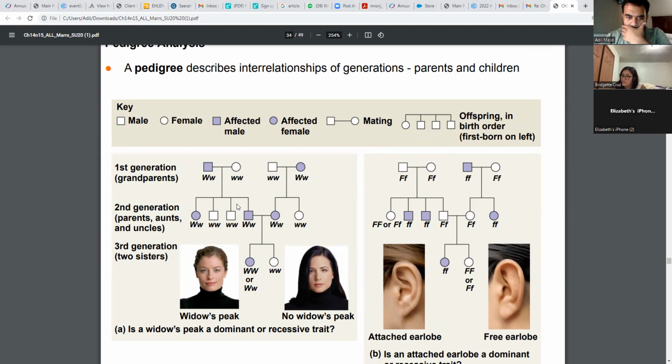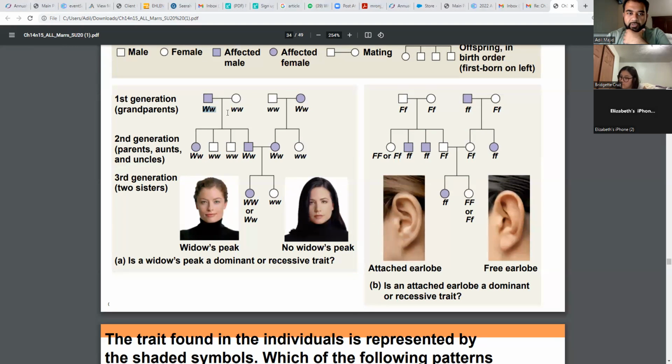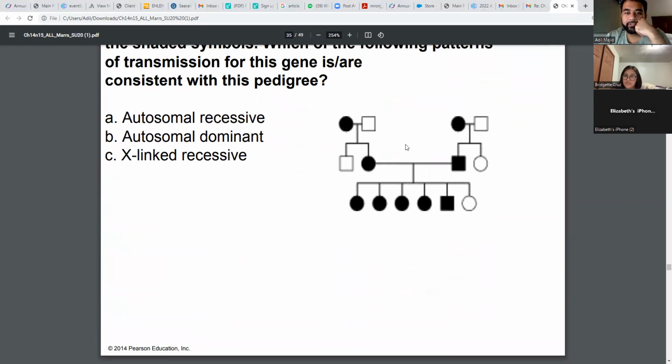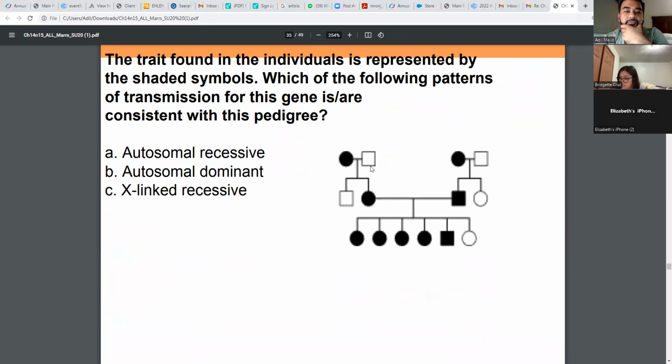Mm-hmm. So here they actually go through and write out what the genotype is for a given trait. So that makes it really easy. Like, is it a dominant or recessive trait? Well, let's just look at whether it was a large W or a small W. So it's easy there. But what makes it harder is when it's like this. So now the same concepts apply though.